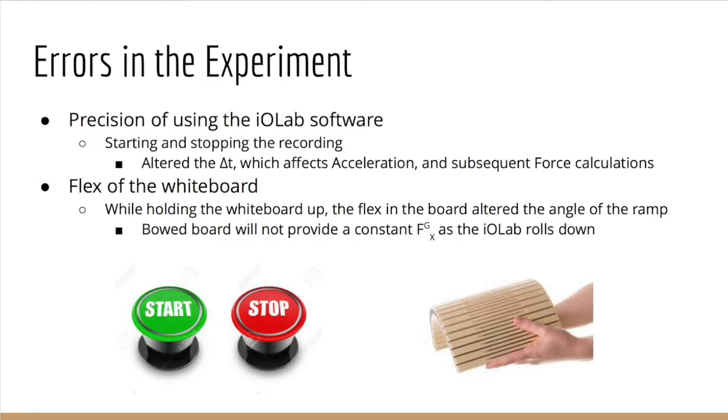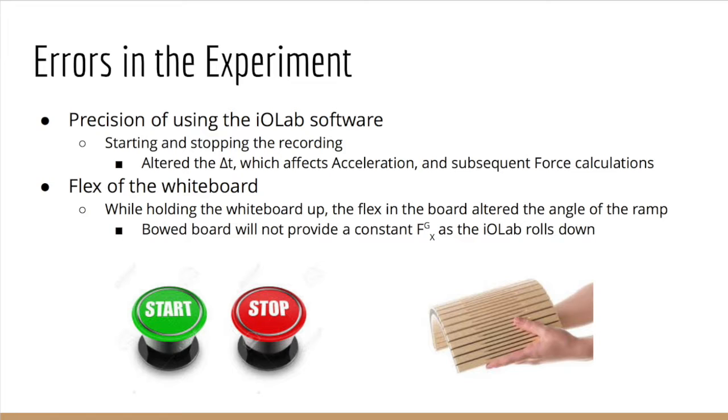Possible errors in our experiment included the precision of using the IO lab software. An example of this would be altering the start and stop time of our recordings. This in turn would affect the change in time and subsequently the acceleration and force calculations. Another possible error was the flexing of the whiteboard. This flex on the board would alter the angle of the ramp and not provide a constant force of gravity in the x direction.